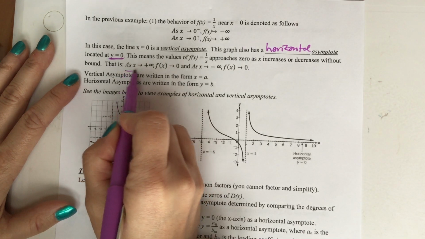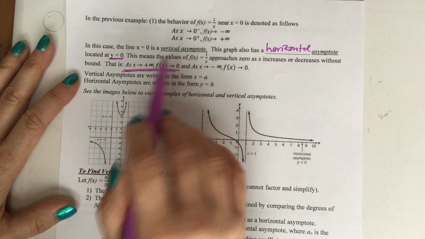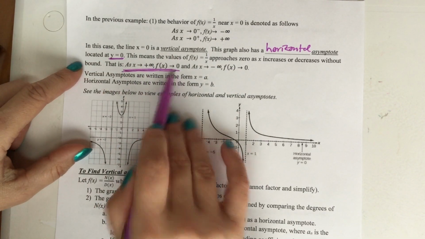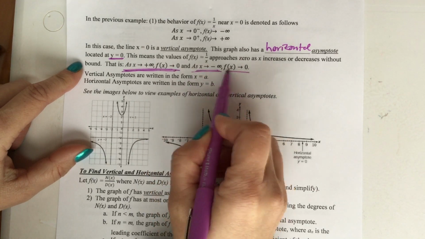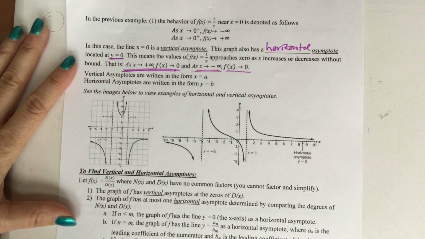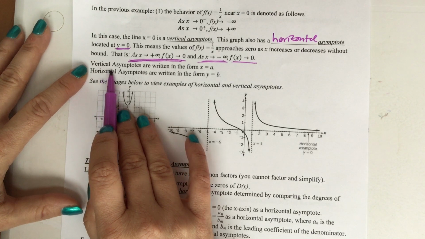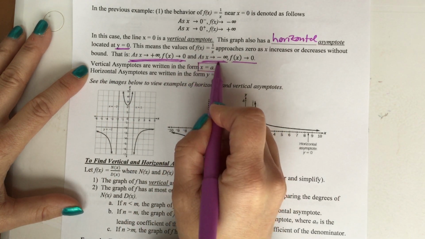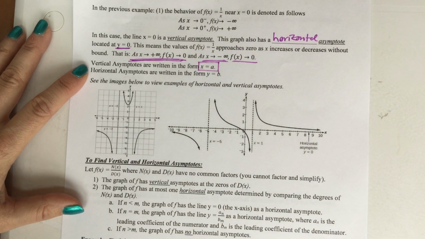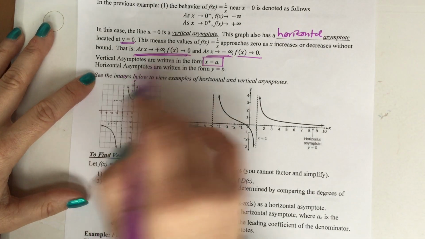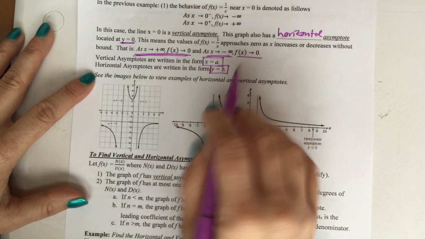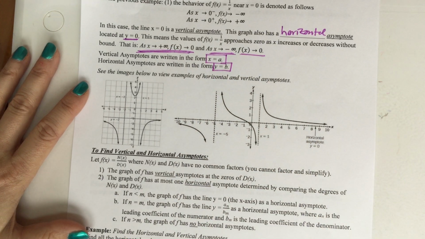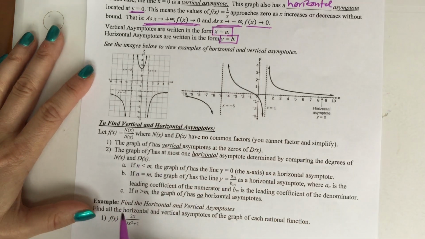And what that means is exactly what we were writing out in our previous example. As we go all the way to the right, your graph was approaching 0. As we went all the way to the left, our graph was approaching 0. Again, vertical asymptotes, because they are up and down, they cut the x-axis, so it'll always be x equals whatever that number is. Horizontal asymptotes, because you are cutting the y-axis, it will always be y equals whatever value it's approaching. Here are some examples.